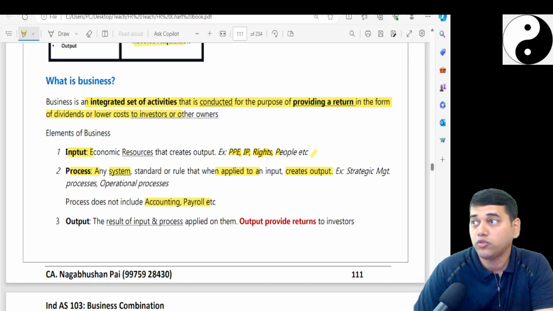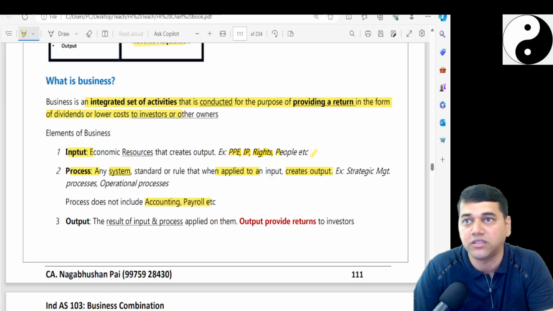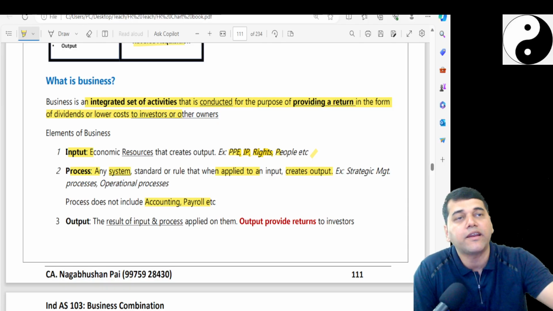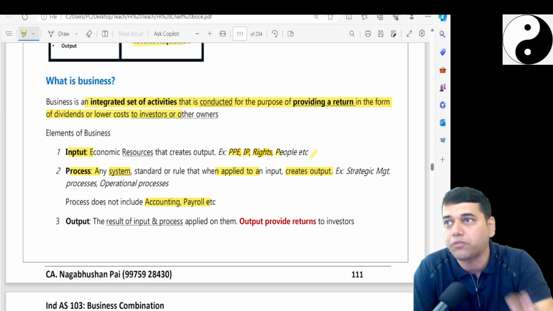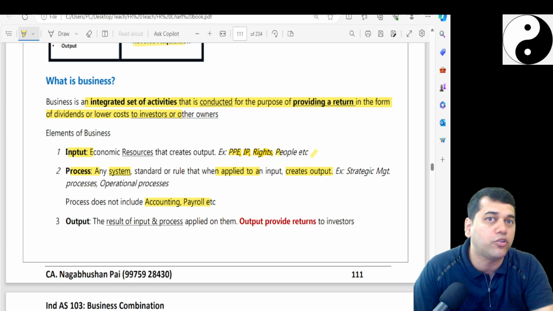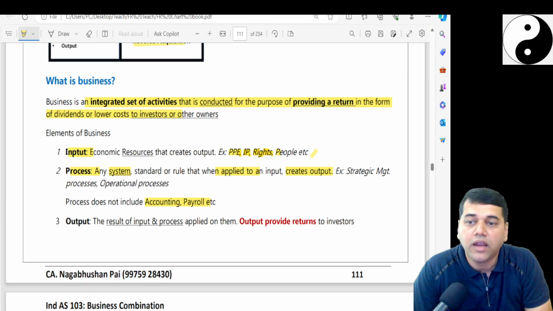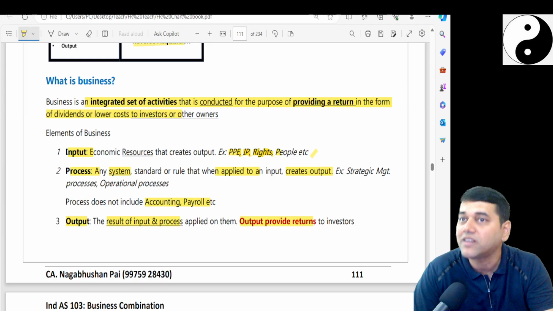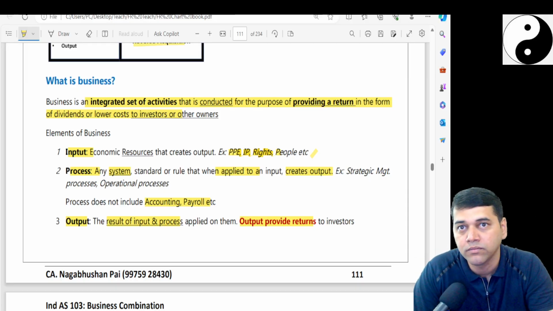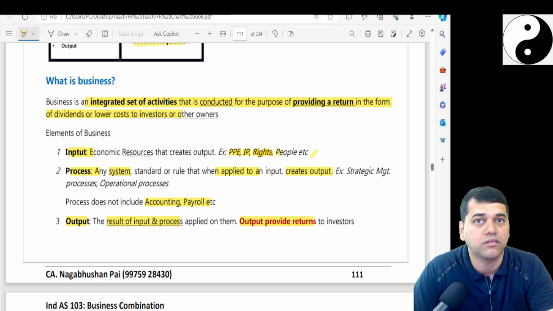The process includes the main process, like I am teaching here, or I will have recorded classes. That itself is one product, because certain processes have gone through. And the output is the result of the input and process applied, and the output provides the return to the investors. Ultimately, when I come with the recorded classes or I deliver the output to you, that gives me the return.